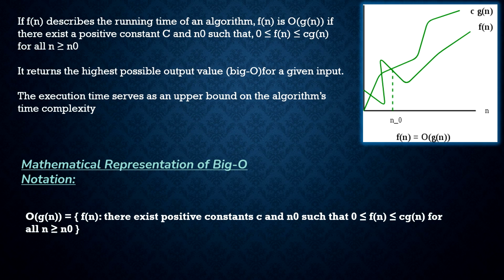Next we see this graph. There are two functions, f of n and g of n, and c is a constant. If we describe the running time of an algorithm, the mathematical representation is f of n less than or equal to c g of n. That's why it's an upper bound. This is the upper bound, that's why we see this graph. It gives the highest possible output value for a given input. The execution time serves as an upper bound on an algorithm's time complexity.